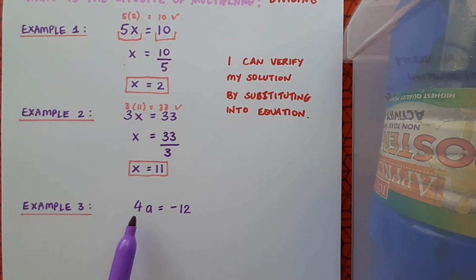The 4 is the coefficient. It's multiplying, so it will have to move across and divide. A is going to stay on the left. Minus 12 is already on the right. The 4 comes across and divides. We now evaluate our solution.